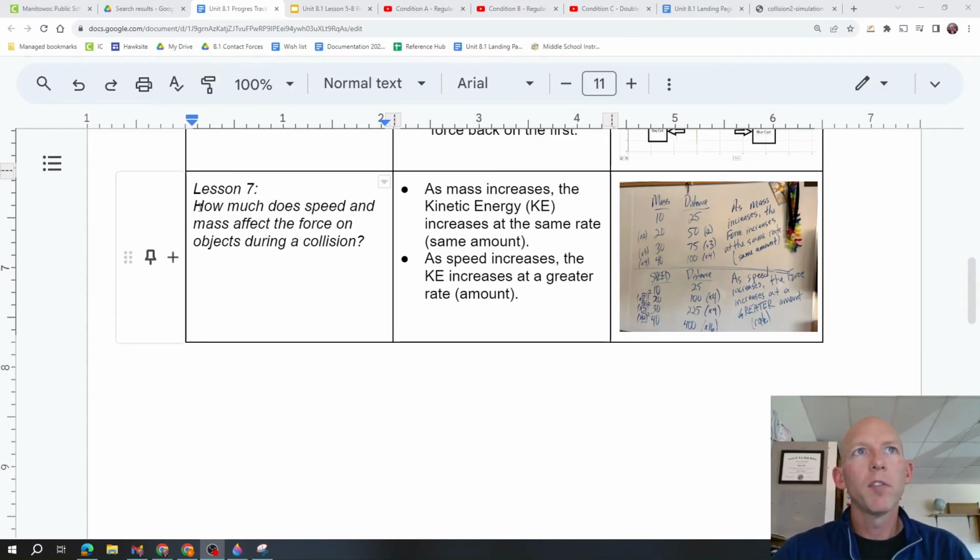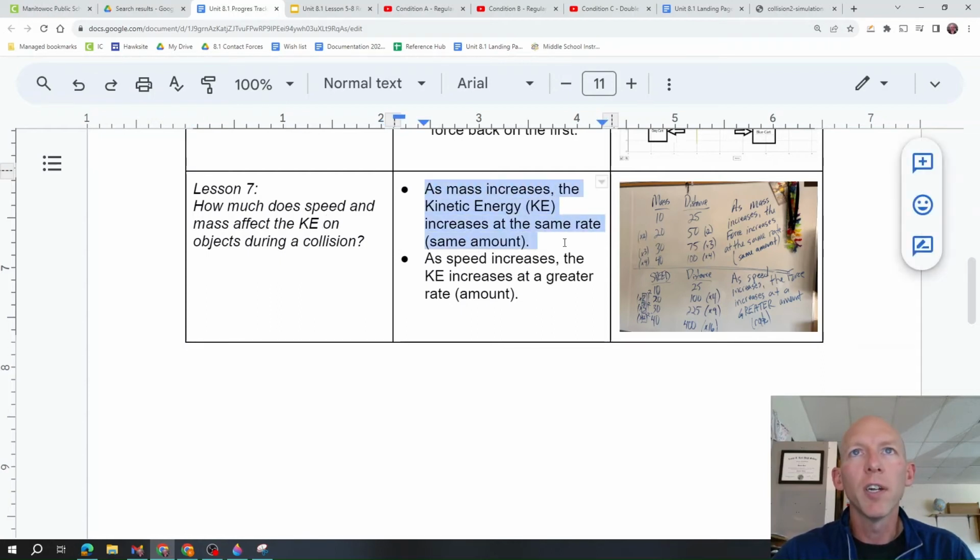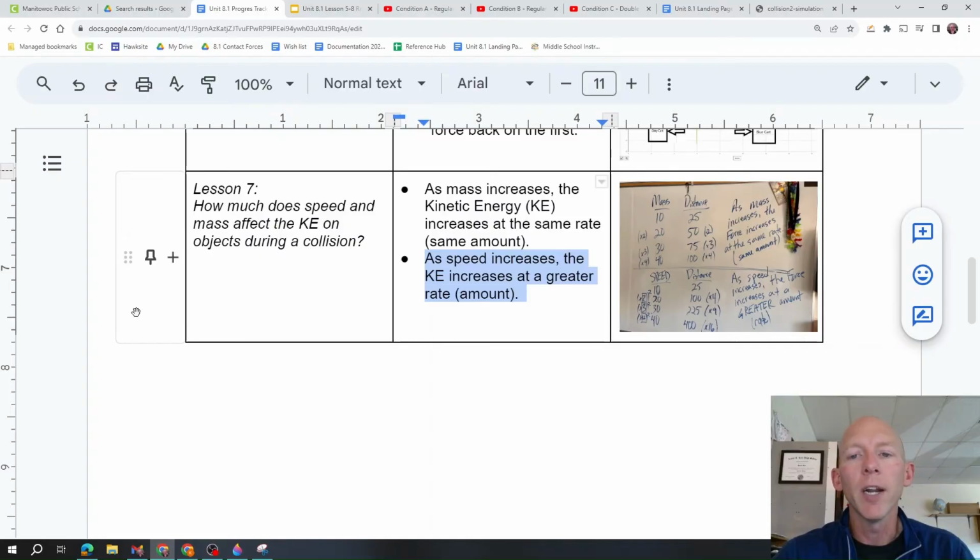So that led us to this on our progress tracker. Our question, remember, was how much does speed and mass affect the force on object during collision? And really we could change this to kinetic energy because that's what we were really measuring, is how much the box moved, how much kinetic energy it has. And our conclusion, the thing we figured out, was that as mass increases, the kinetic energy increases at the same rate. But as speed increases, the kinetic energy increases at an even greater rate or greater amount.